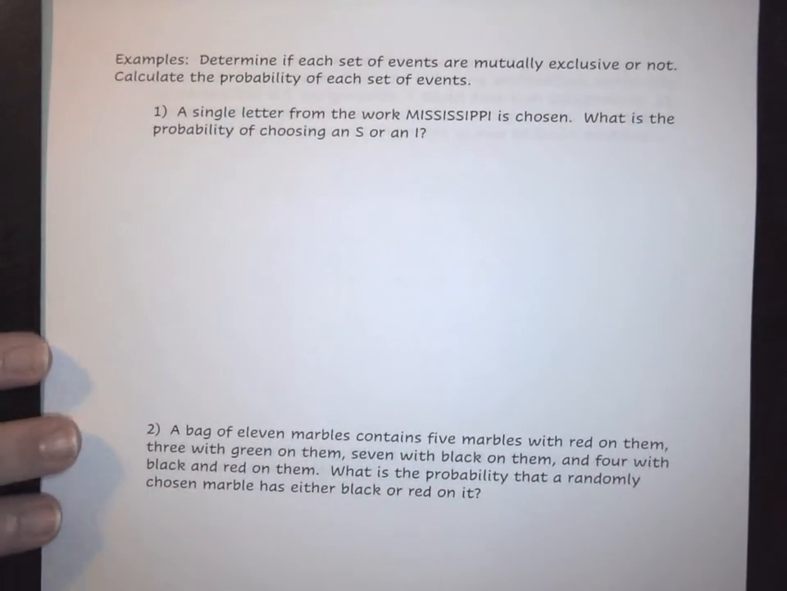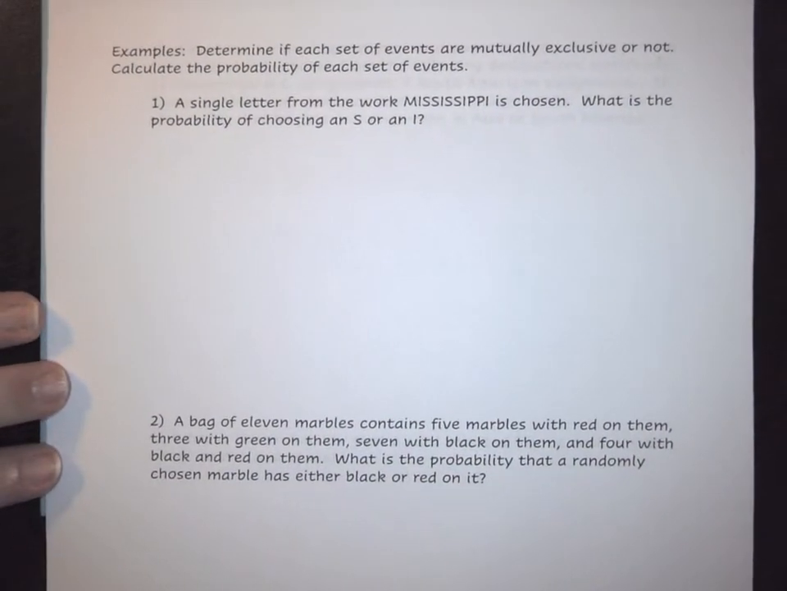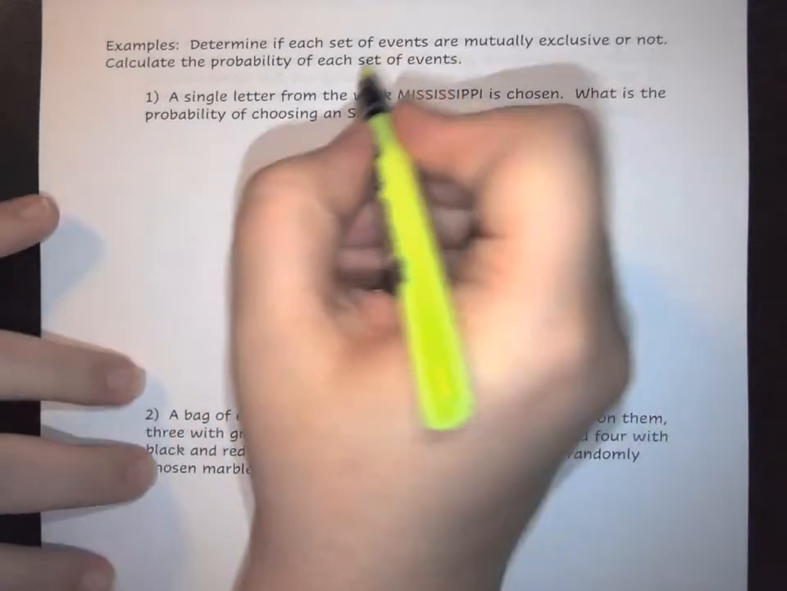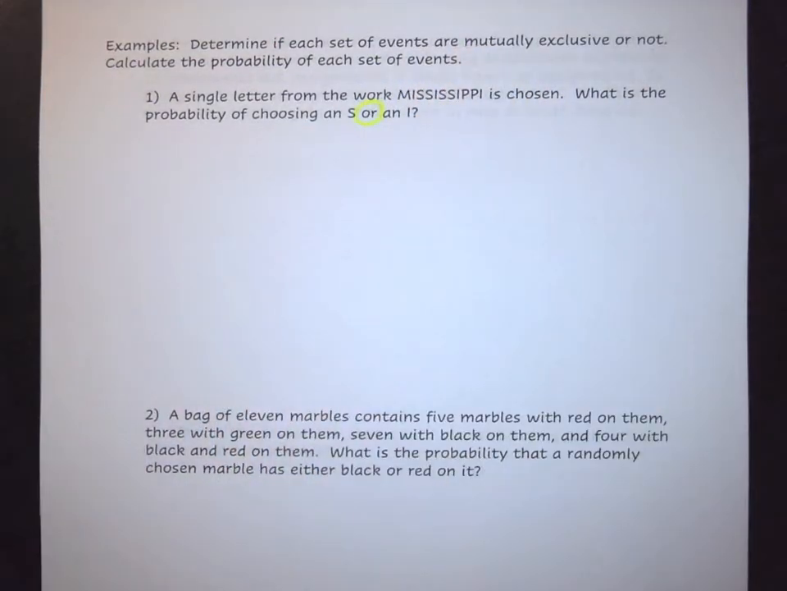Alright, now most of the time you are given a probability in terms of a word problem, and you have to be able to figure out what it is that you're doing based on the information provided. So in this first one, we have that a single letter from the word Mississippi is chosen. What is the probability of choosing an S or an I? Automatically there are a few things we have to pay attention to. First, we have a keyword. The keyword right there is "or." So that is automatically going to tell you that you're using the addition rules for probability.